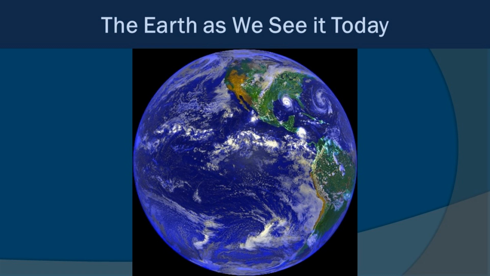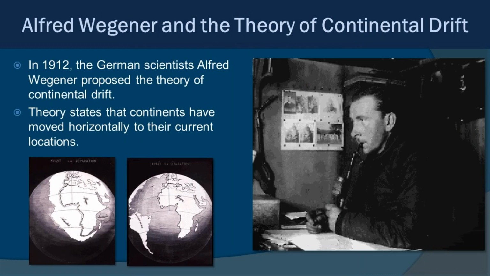Now I'm going to tell the story of the discoveries that led us to our modern theory of plate tectonics. We'll begin with a German scientist named Alfred Wegener in 1912. After studying clues spread throughout the globe, Wegener eventually came up with his theory of continental drift. This theory states that the continents have moved horizontally to their current locations.